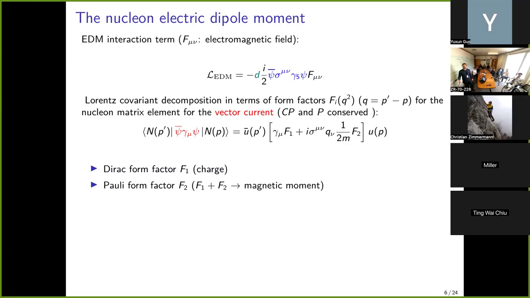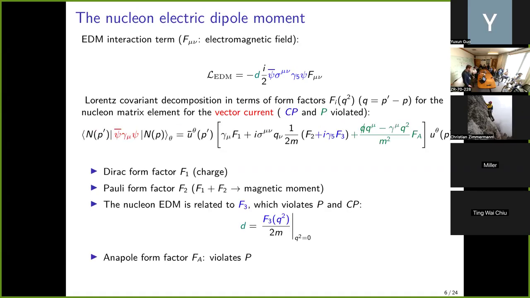So U bar U are basically Dirac spinors, and you have these Dirac structures in between, and F1 and F2 are called the Dirac and Pauli form factors. The Dirac form factor corresponds to charge, and the Dirac and Pauli form factors together contribute to the magnetic moment. But if CP and P are conserved, there's no term which is proportional to something like this here.